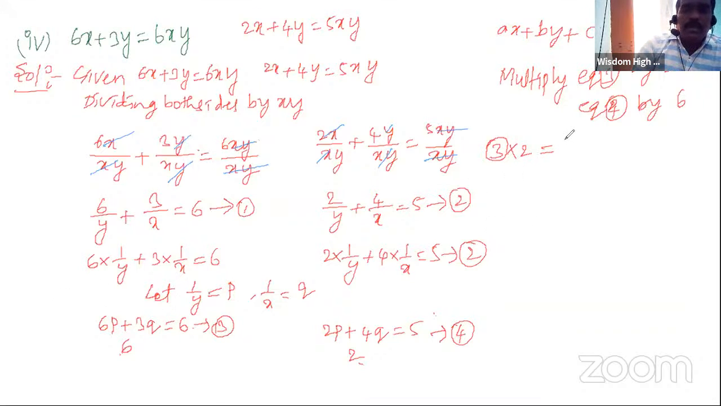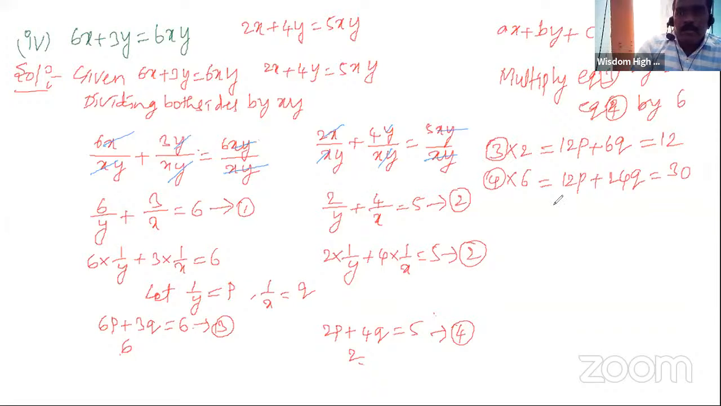2 sixes are 12p, 2 threes are 6q, and 2 sixes are 12. Now the fourth equation will be multiplied by 6. See, this is the fourth equation: 6 twos are 12p, 6 fours are 24q, 6 fives are 30. Okay, students.